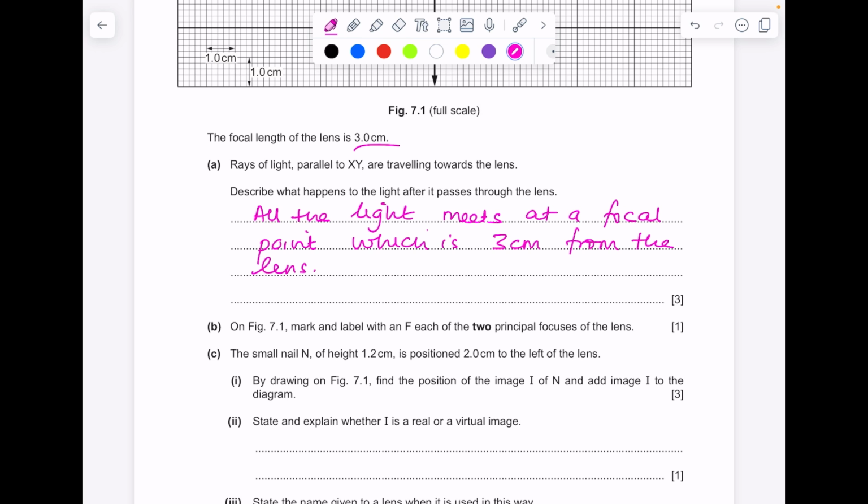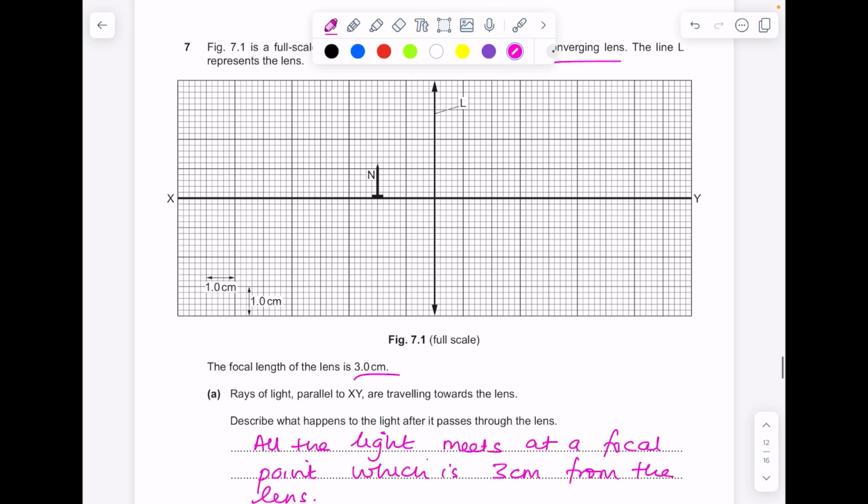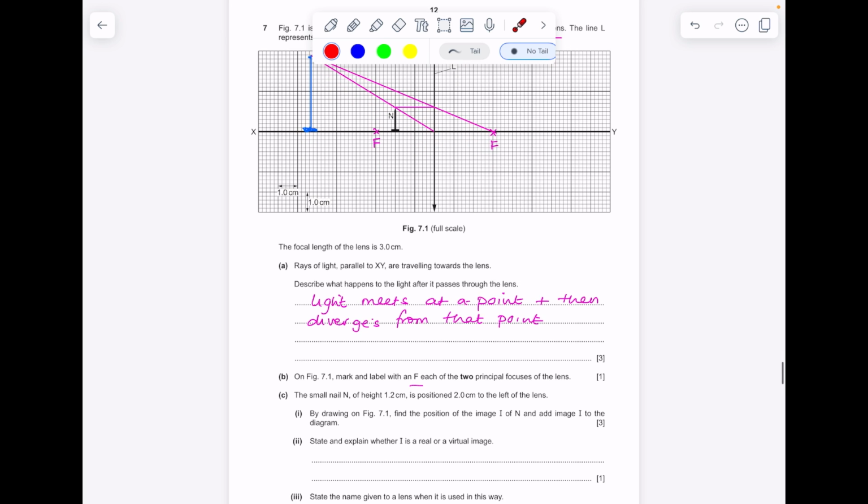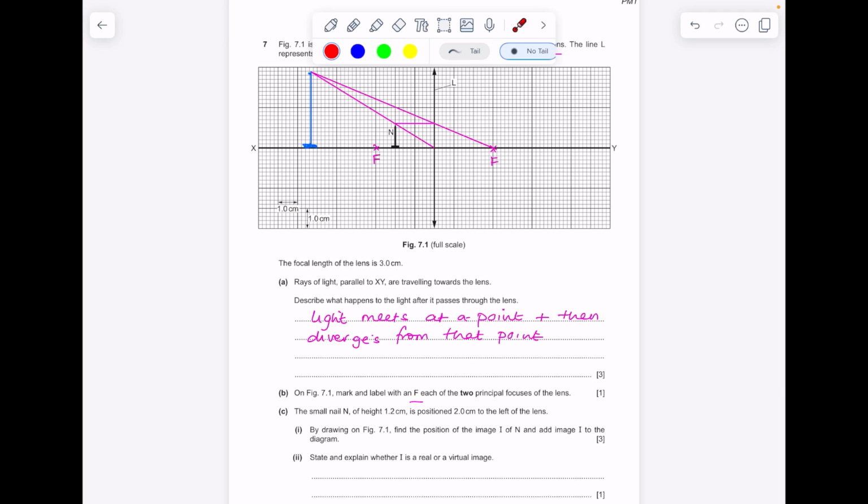On figure 7.1, mark and label with an F each of the 2 principal focuses of the lens. Use your ruler and measure 3 centimeters from that lens and label each one F. Then it says the small nail N of height 1.2 centimeters is positioned 2 centimeters to the left of the lens. By drawing on figure 7.1, find the position of image I of the nail and add image I to the diagram.